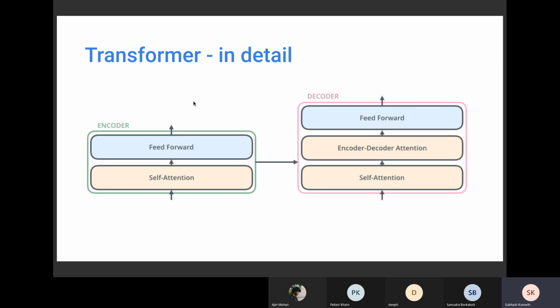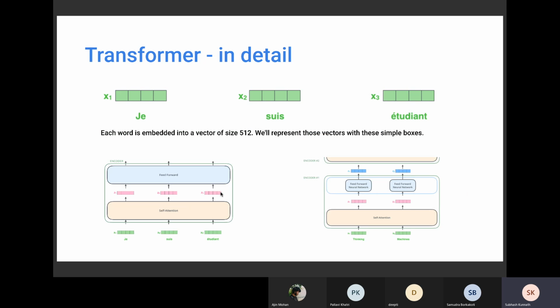One encoder module contains a self-attention module and a feed-forward neural network, the regular neural network, similar to the perceptron. On the decoder side, you have self-attention and feed-forward, and in between there is an encoder-decoder attention. Let's have a look at these different modules.